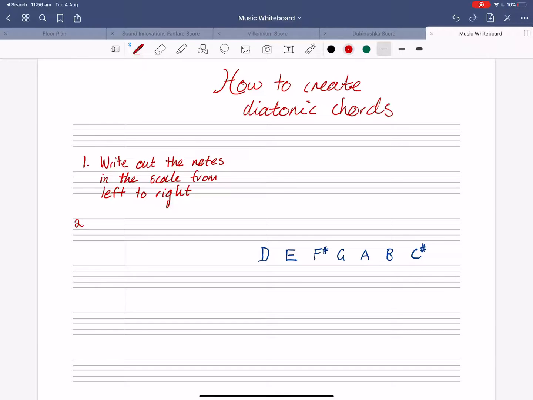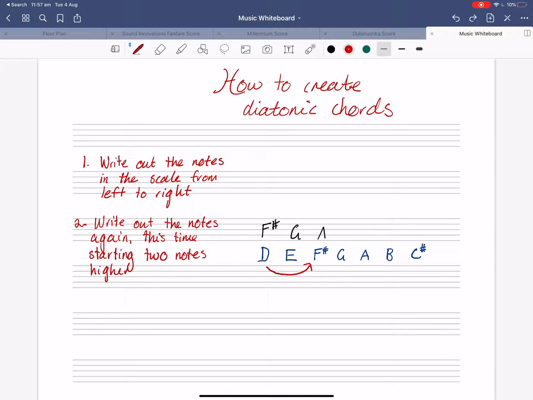The next step I'm going to do is write out the scale again, but this time I'm going to start 2 notes higher. Another way of thinking about this would be calling it a third. So I'm going to start a third higher. So instead of going from D, I'm going to go up to F sharp this time. And I'm going to write that F sharp right above the D. And I'm going to continue writing out my scale. Once I get to D, I'm going to keep going.